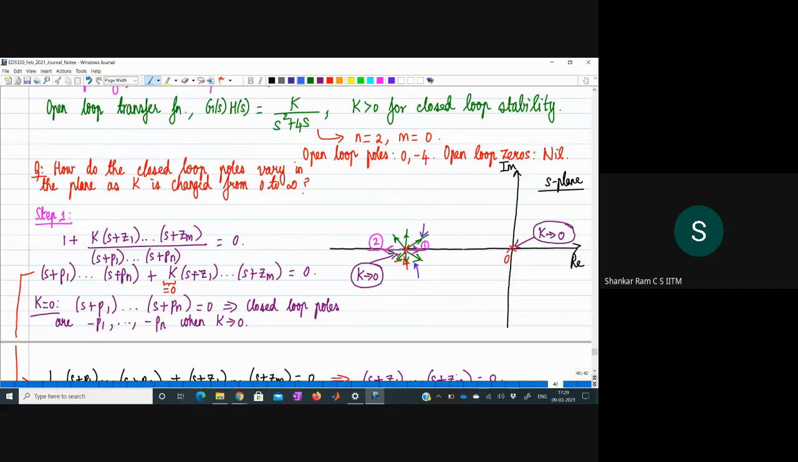the asymptotes intersect at minus 2. So this is the point of intersection of the asymptotes. One asymptote is going to be vertically up, so that will be the asymptote going at plus 90 degrees. Another asymptote will be vertically downwards in this particular problem. So these will be the two asymptotes. This is asymptote 1, and this is asymptote 2.